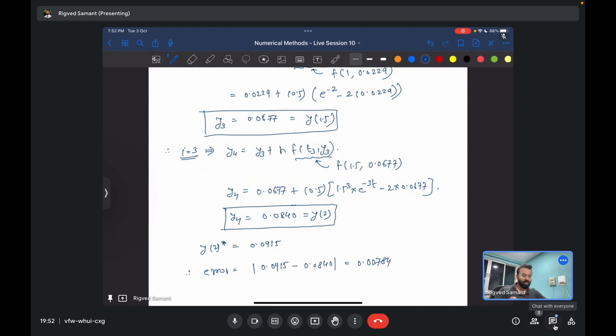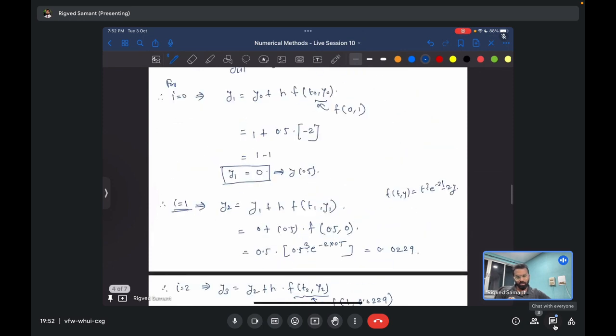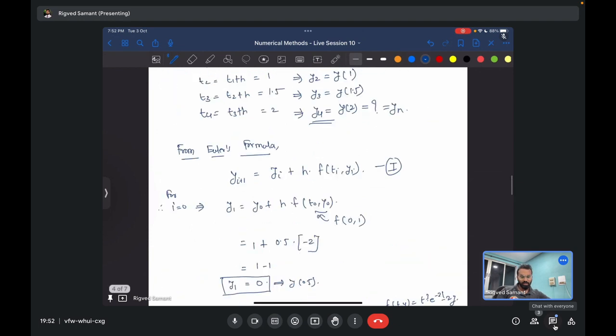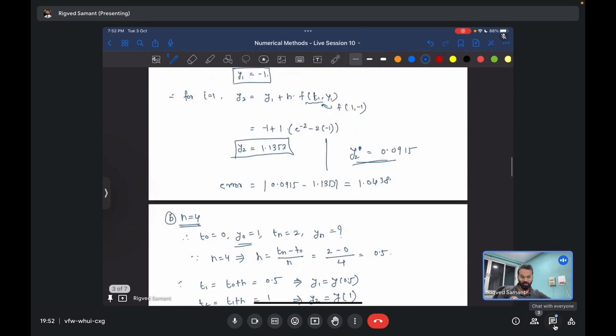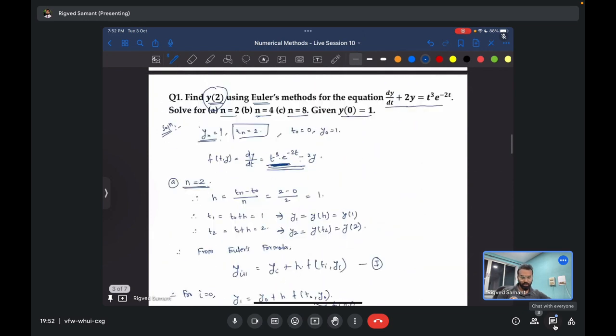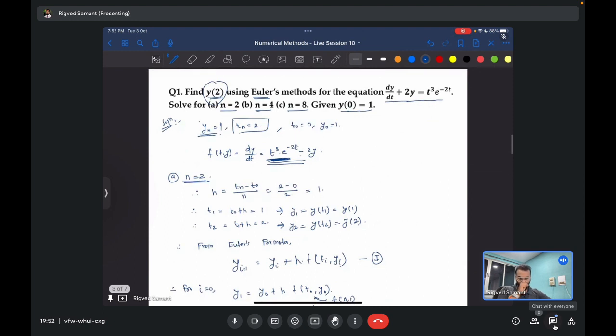So error is drastically reduced just by increasing the number of intervals, right? So that was the takeaway from this question, that as you increase the number of intervals, you come closer to the actual solution, approximate solution. Okay, so this n is equal to 8, I'll show you later. You can always try using pen and paper also.